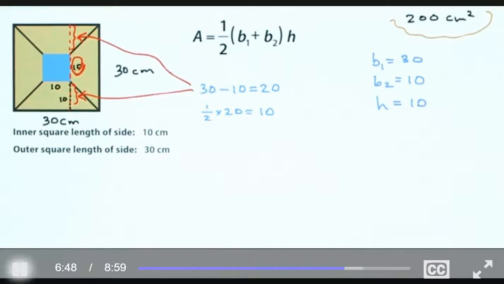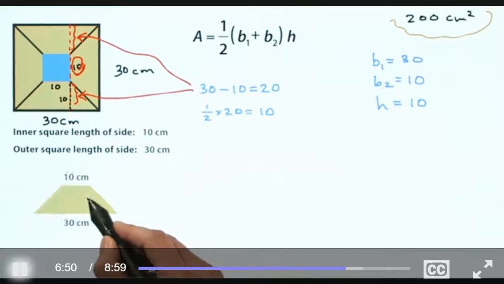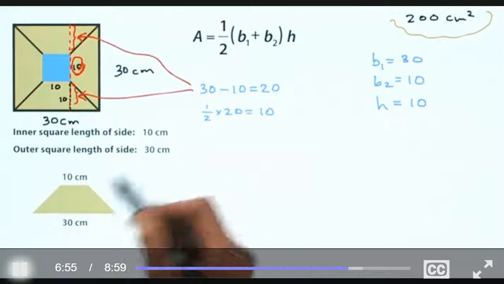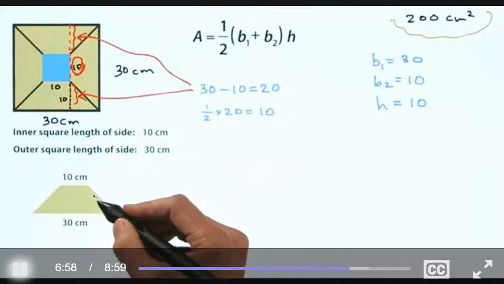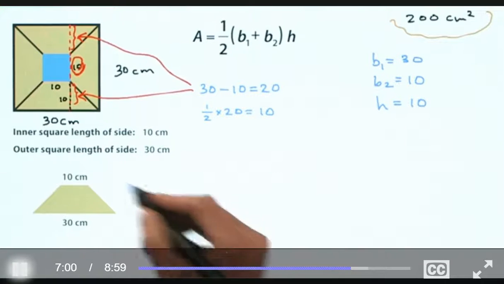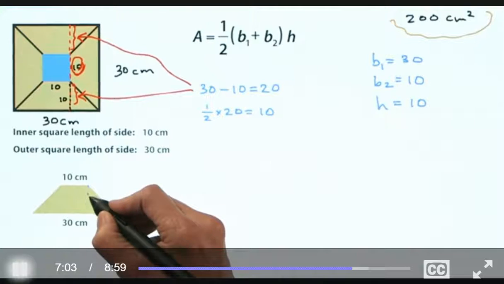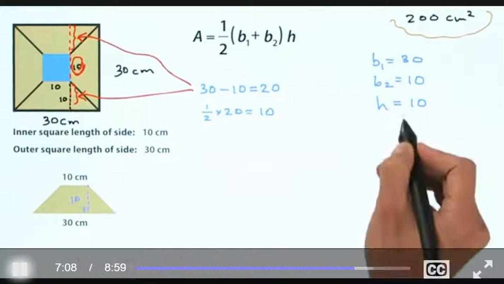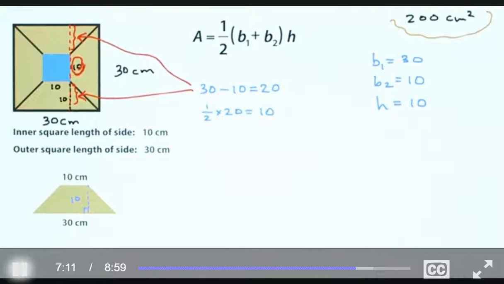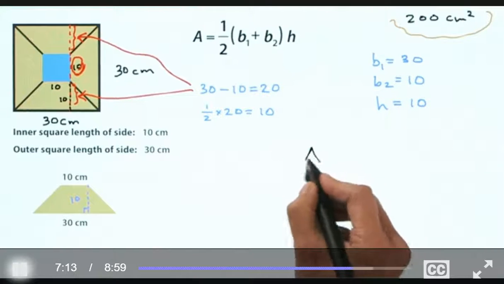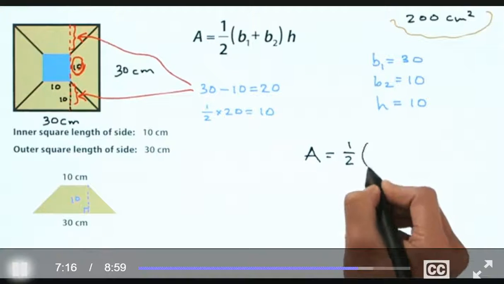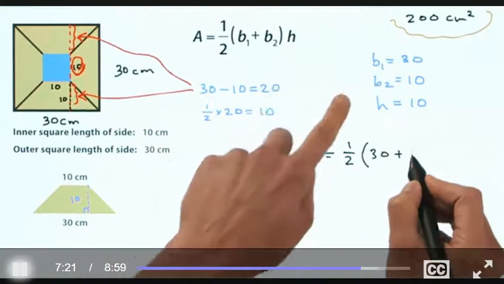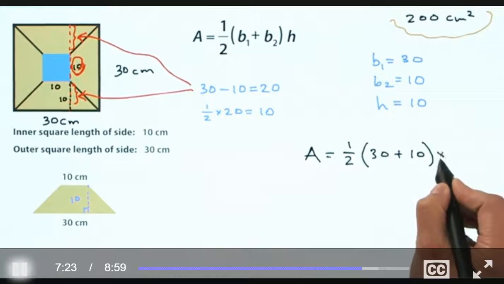And so now what we have here is the following. We know that the bottom base is 30, that top base is 10, and now we just discovered that the height, which is the perpendicular height, is also 10. And now we can plug it into this formula. So great, here we go. We see that the area equals 1/2 times, well, we've got 30 plus 10, and that's all times 10.